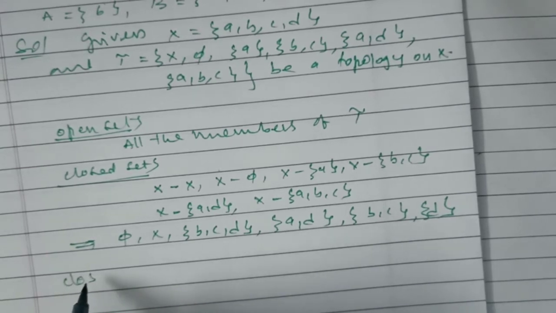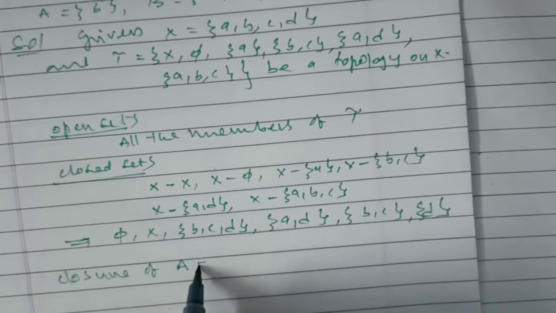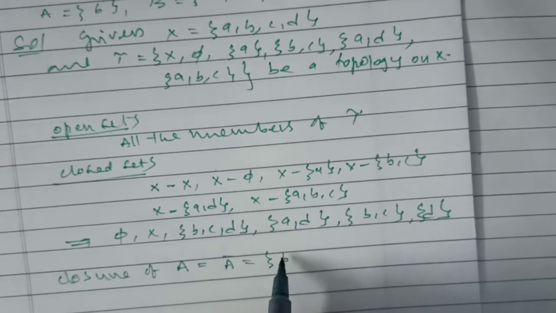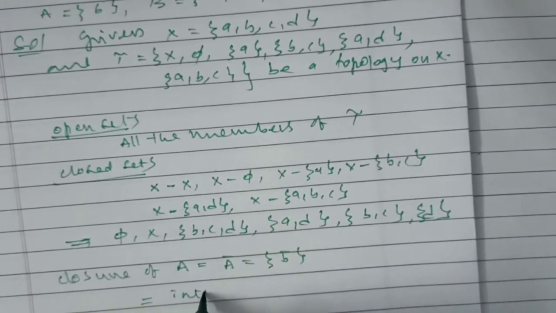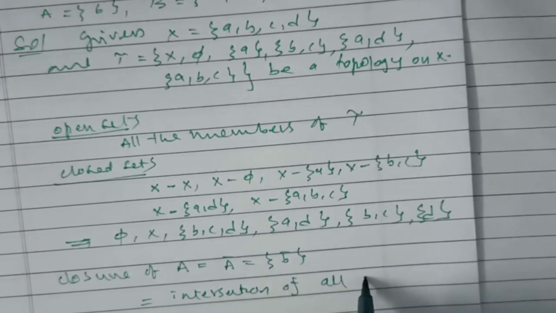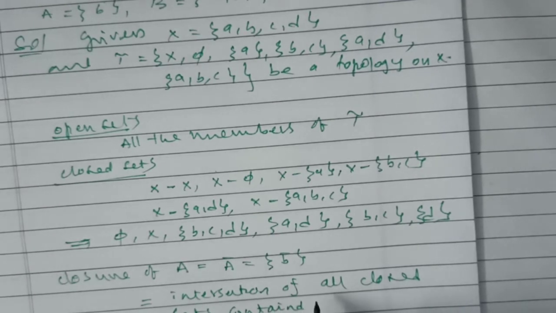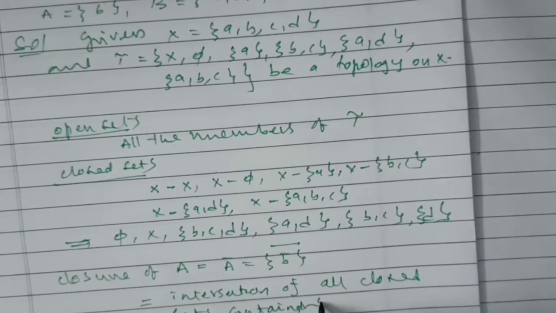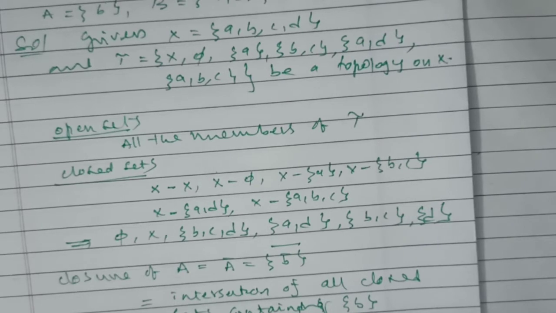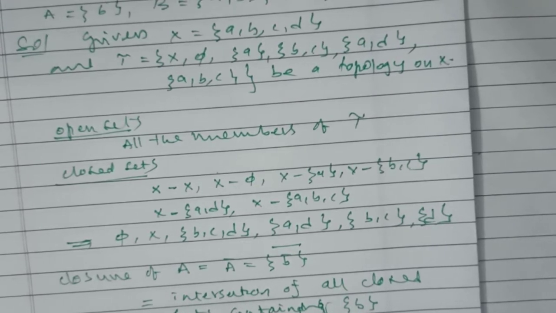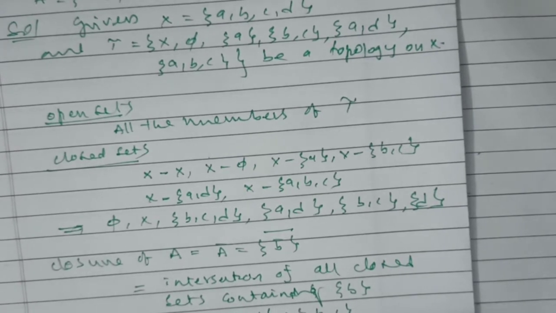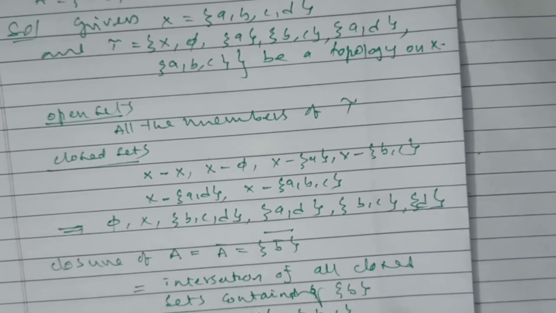Next, closure of A, A bar, is the intersection of all closed sets containing A. A is the set {b}, so the intersection of X, {b, c, d} and {b, c}, which is equal to {b, c}. So closure of A is the set {b, c}.